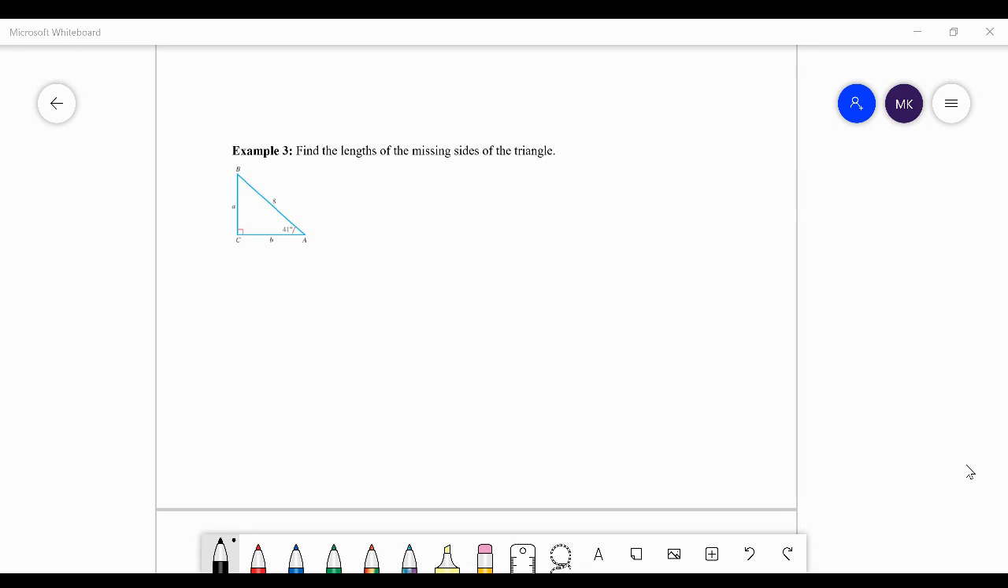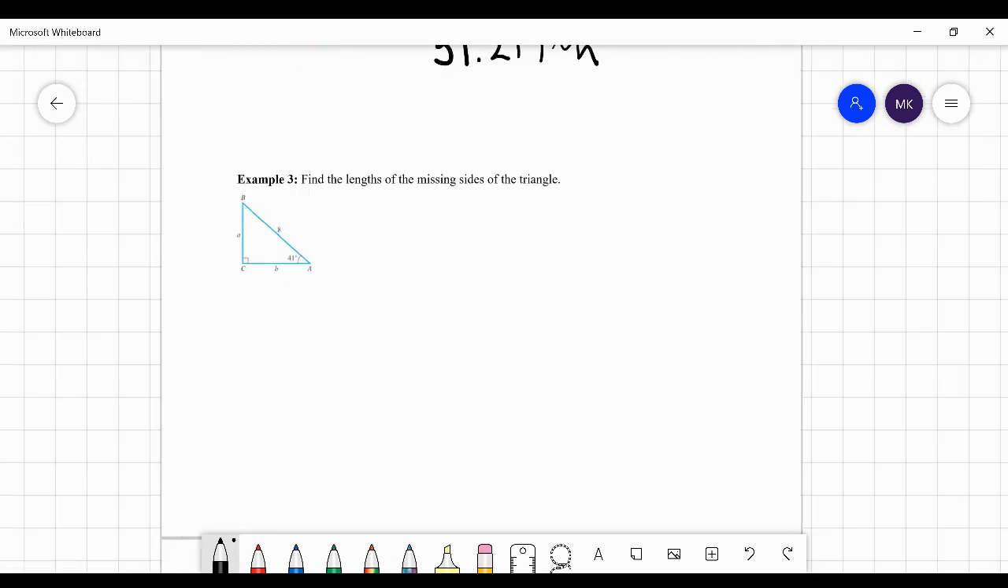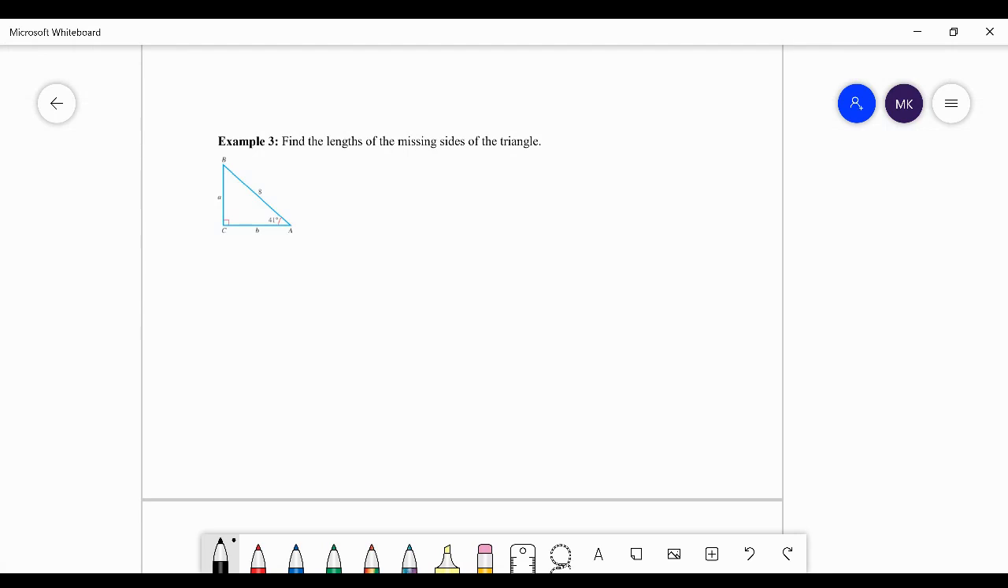So let's continue with another example. I want to find the lengths of the missing sides of the triangle. We notice here we have two sides missing, whereas on the previous one we only had one missing that we were worried about. There's a couple ways we could go about this. If we knew one more of the sides, we could do the Pythagorean theorem.